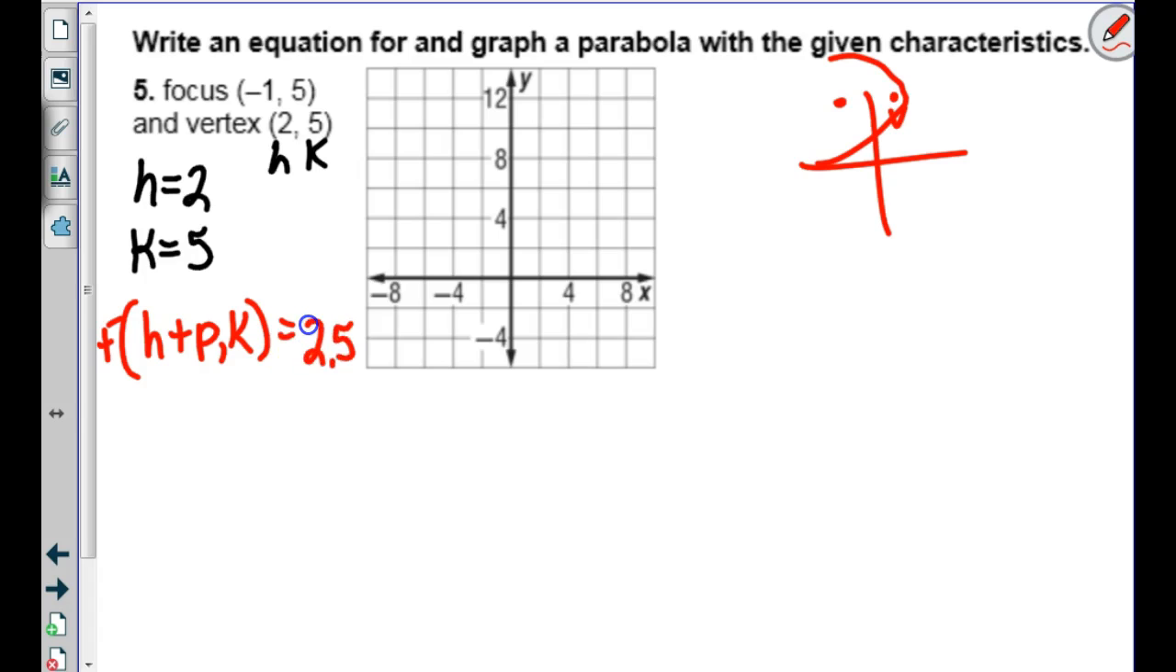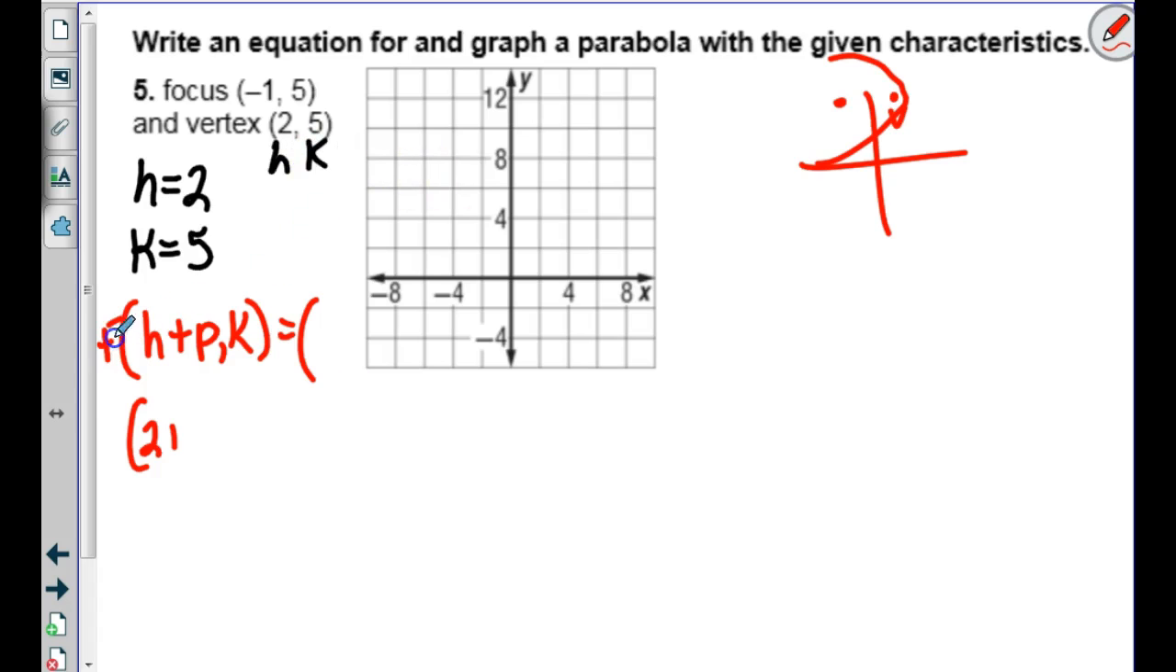2, 5. Well, what else do we know? We know that H is 2. Yeah, this is not going well. It didn't give me the right focus. This is the vertex. Like, it can't be 0. What did we do wrong?